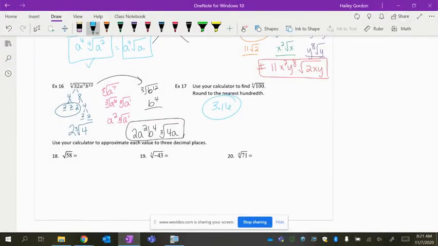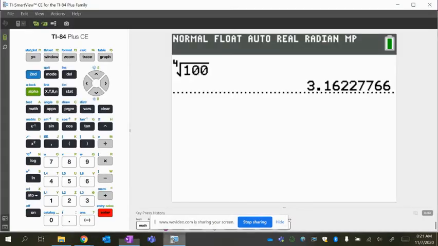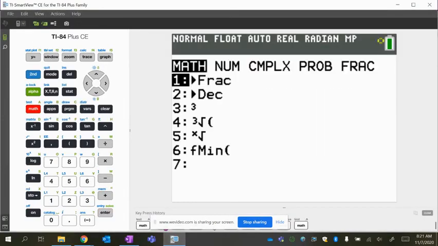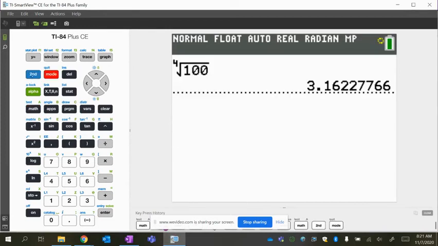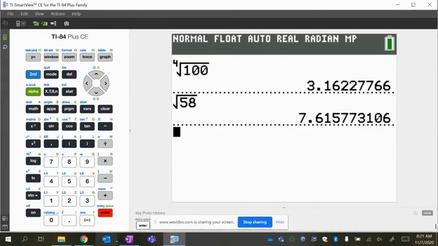All right, so go ahead and do that for the next 3, and hopefully we see something that happens here. So if you go in to math, we have the square root first. So the square root, we don't need to go into math, of 58 gives me 7.62.